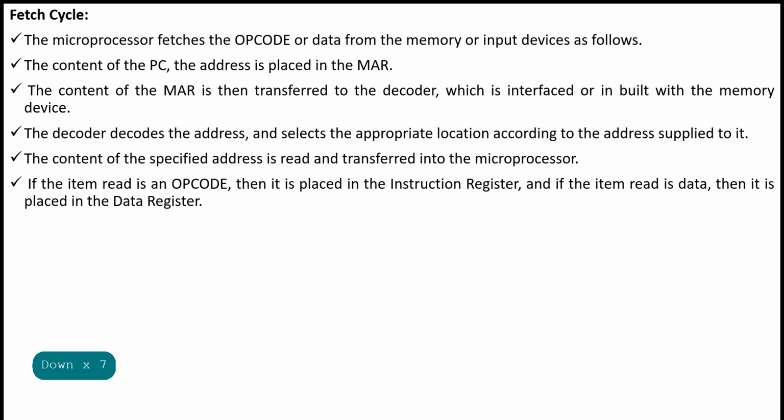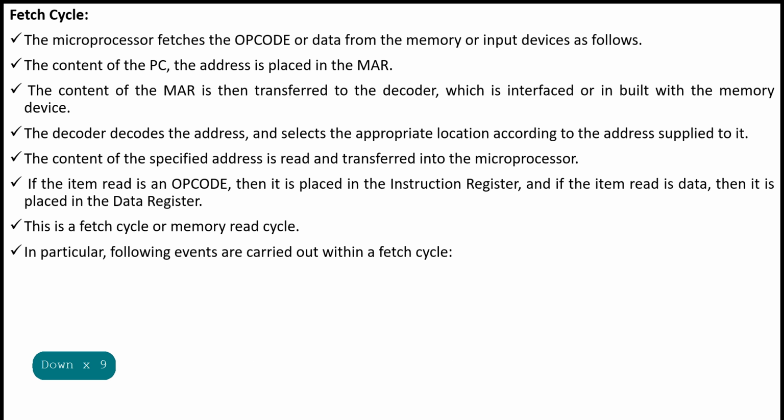If the item read is an opcode, then it is placed in the instruction register, and if the item read is data, then it is placed in the data register. This is a fetch cycle. This is called fetch cycle or memory read cycle.